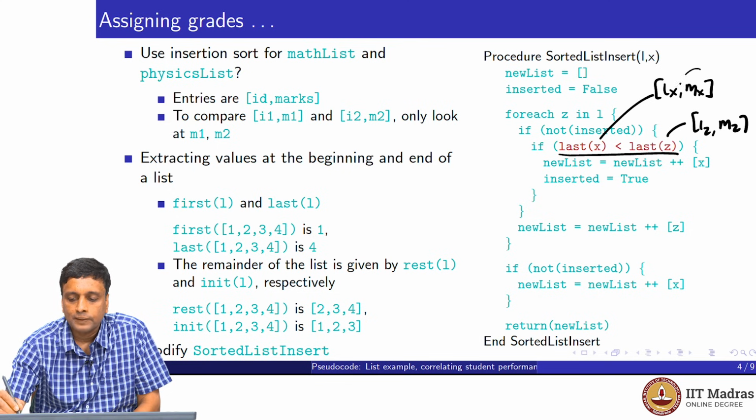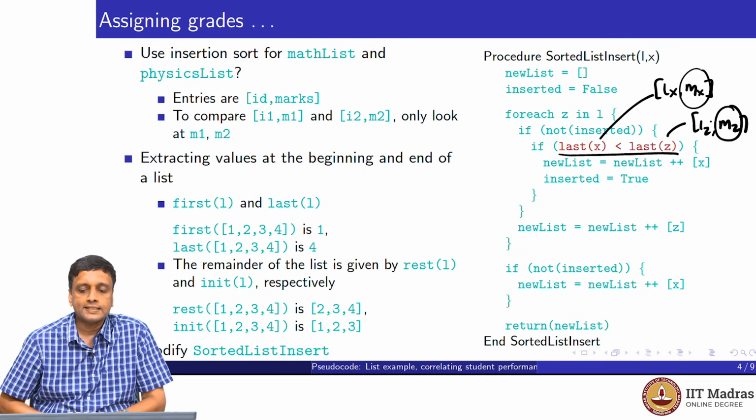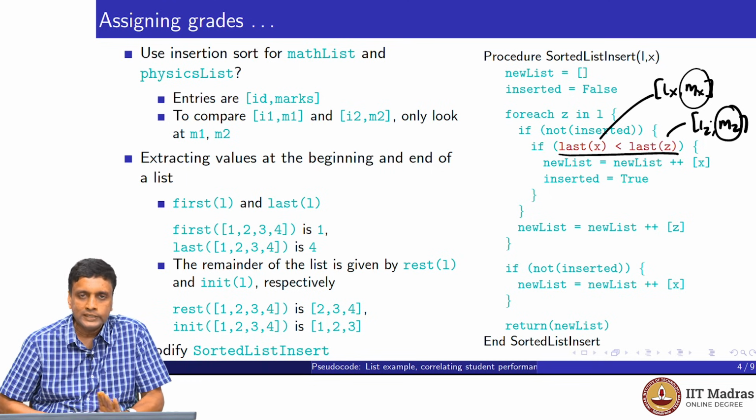So what we want to do is compare mx and mz, right? So this is why we use last. So we say, is last of x smaller than last of z? This is the only change we have to make.